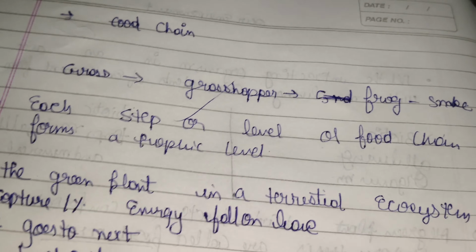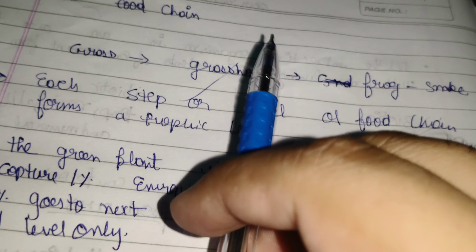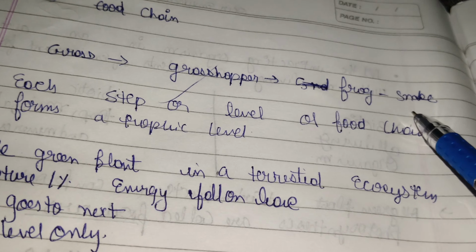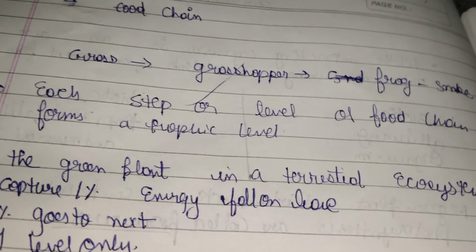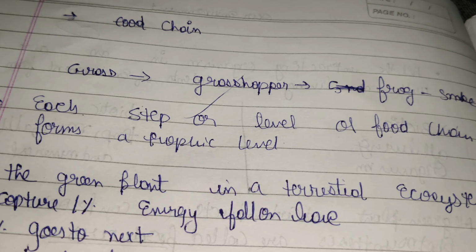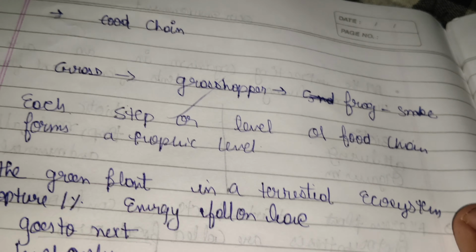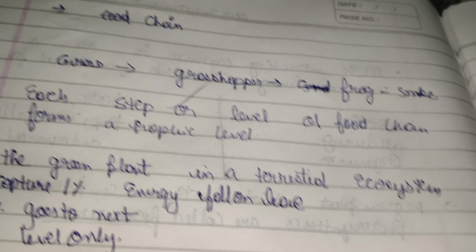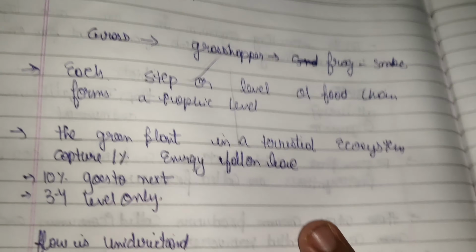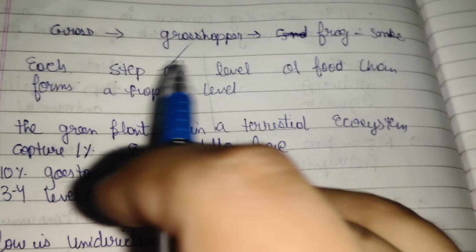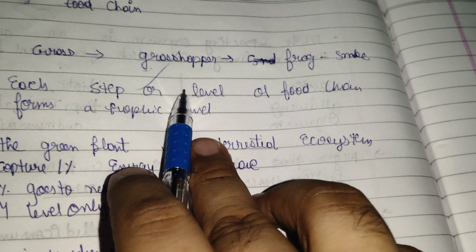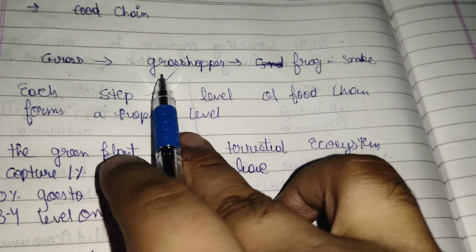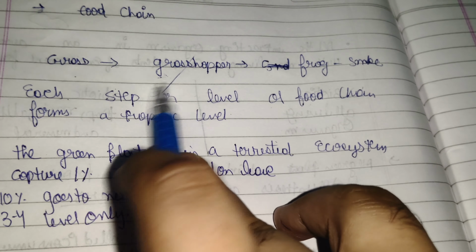Now, the food chain: what I have told earlier, that grass is consumed by the grasshopper, then by the frog, and then by the snake. So there is a sequence, or a flow of energy, in which one organism consumes another; this is known as a food chain. Each step or level of the food chain forms a trophic level. Here grass is consumed by the grasshopper, so this is a step or level of the food chain, and it forms a trophic level.